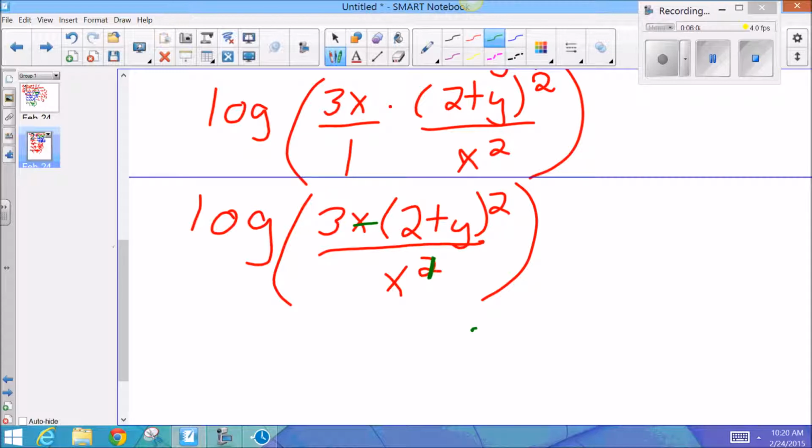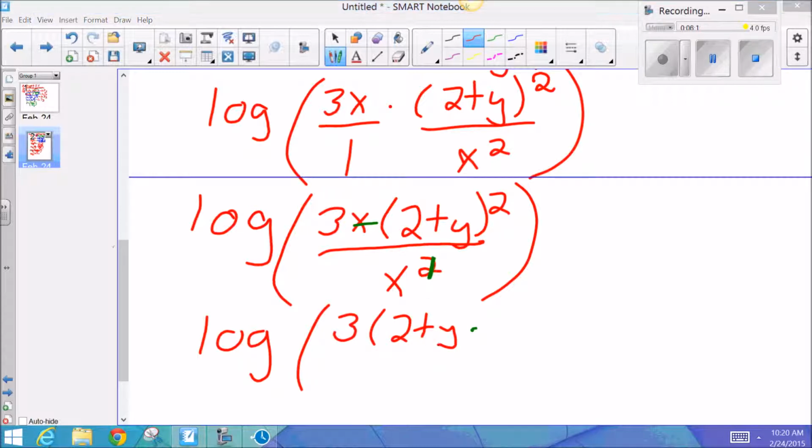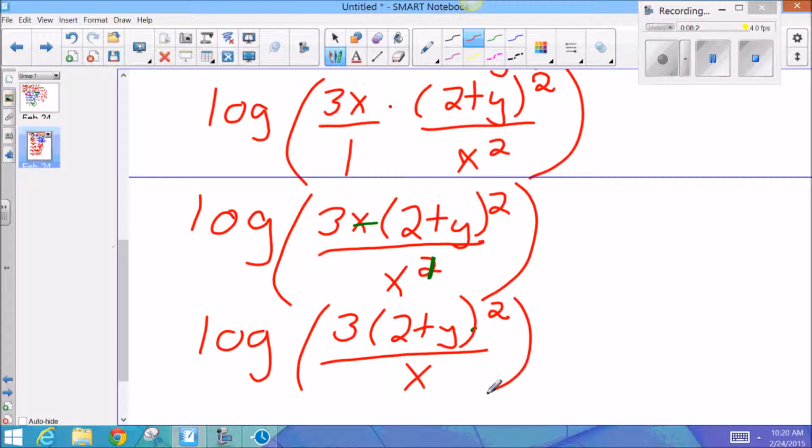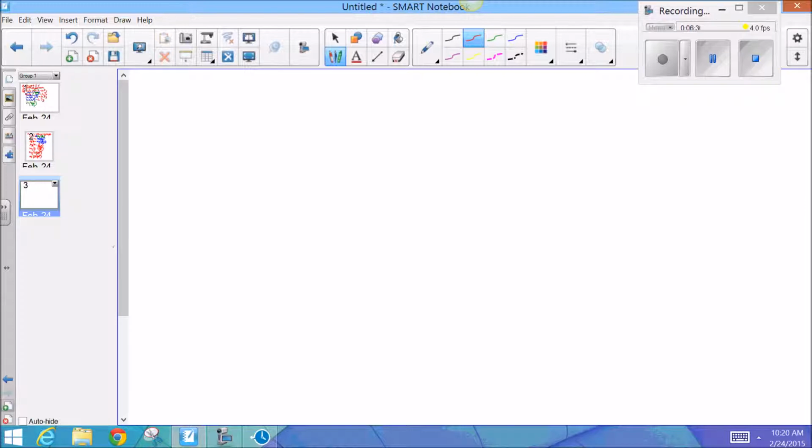Okay, so now my final answer, I think this is my final answer. The log of 3 times 2 plus y squared over x. I think that should be it. Yep, I think that's it. Problem 16.